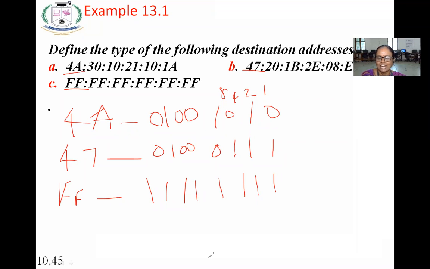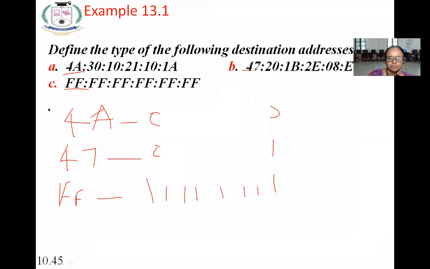Students, kindly put it in the chat. What I told you: unicast, the byte 1 LSB must be 0. Multicast, the byte 1 LSB should be 1. Broadcast, the entire byte 1 should be 1. So tell me which is unicast, which is multicast, and which is broadcast. Students, put it over the chat.